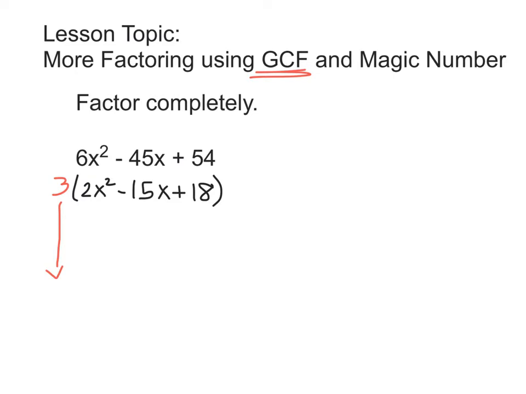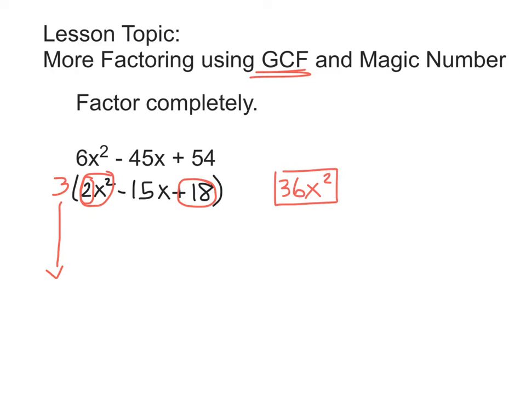So now for magic number, we are going to take our 2 and our positive 18 and multiply them, actually this whole thing. So 2x squared times positive 18 is 36x squared. Oops, writing the wrong number there. 36x squared. So again, that's our magic term, and we're going to break that down.